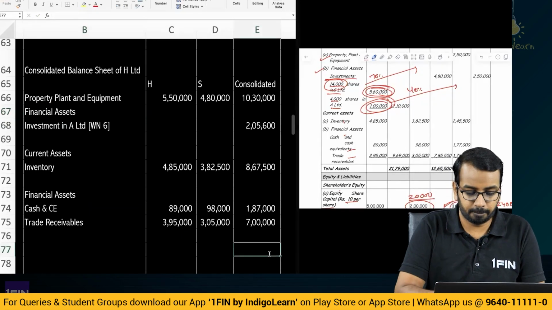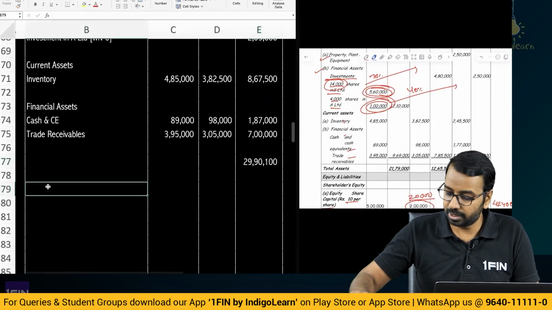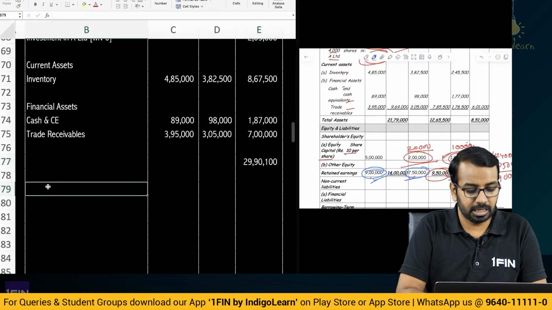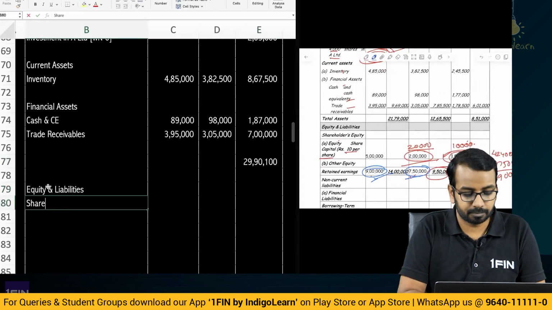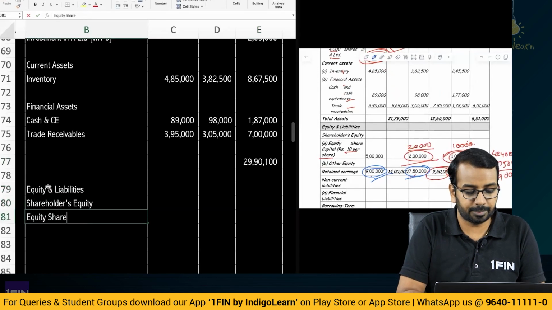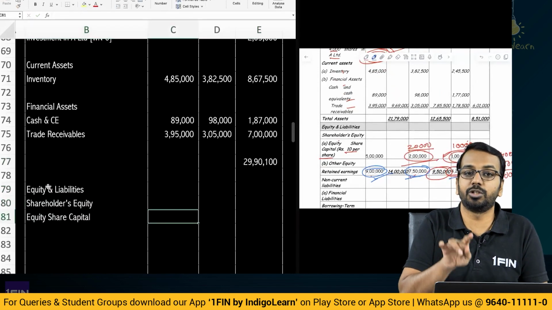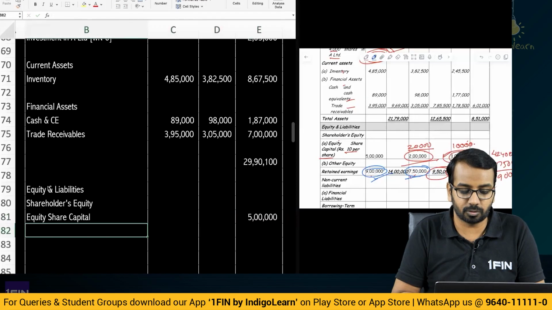So if you do the total, it comes to 29,90,100. Okay. Now coming to the equity side, equity and liabilities, shareholders' equity, equity share capital. Equity share capital will show only that of the parent. So only the parent's equity share capital, which is 5 lakhs. They have not issued any bonus or anything like that, so no need to worry.